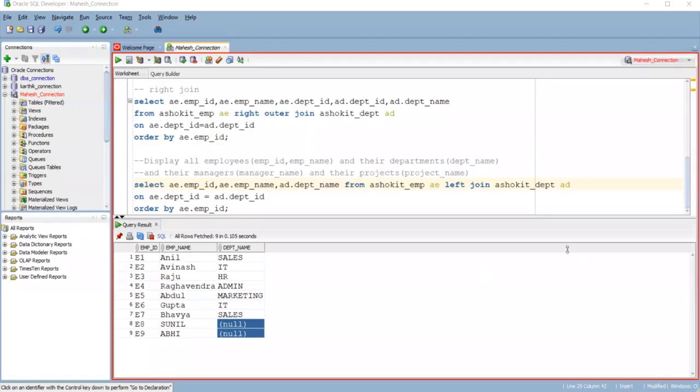Abhishek, I have given you the unmute option. Try to answer the question. Why are we getting the null values for the employee department name for employee 8 and employee 9 records? Ajay, you can also answer it. I have given you the unmute option too. Ajay, try to answer the question.